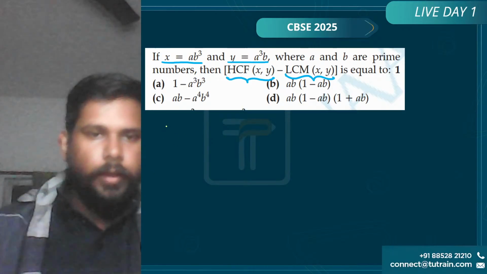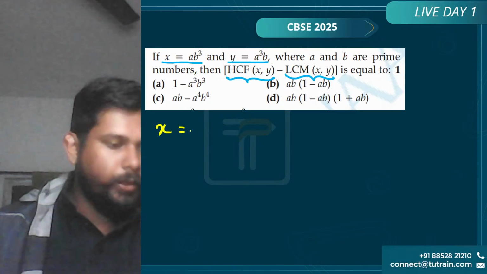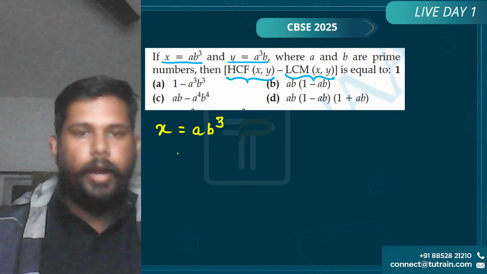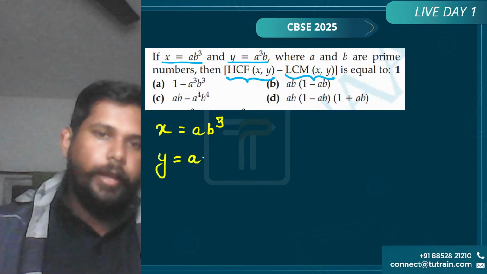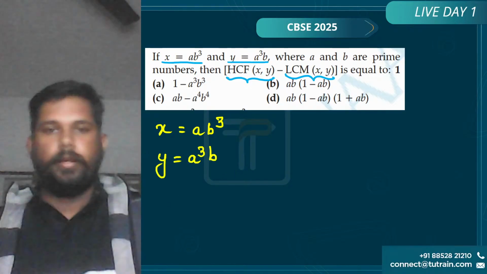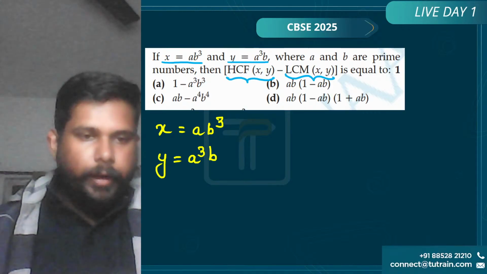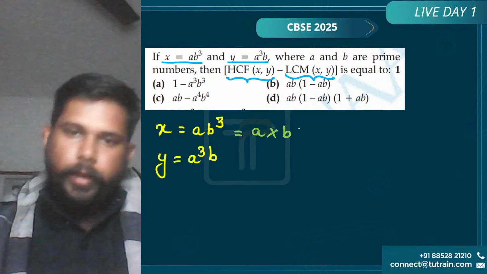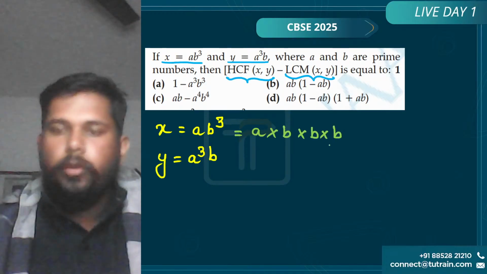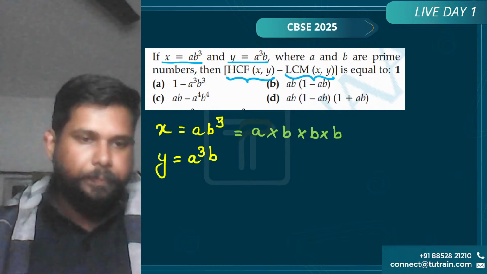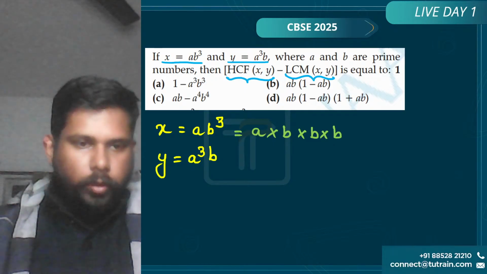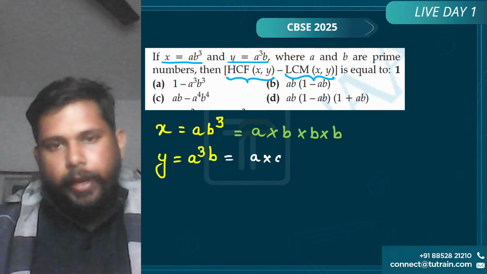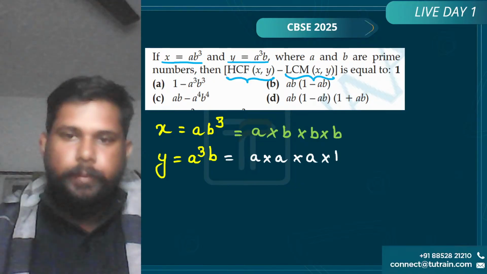So here we are given x is equal to ab cube, and y is equal to a cube b. Now if we expand this, x is equal to ab cube means a into b, where b is multiplied by itself 3 times. On the other hand, a cube b is a times a times a times b.